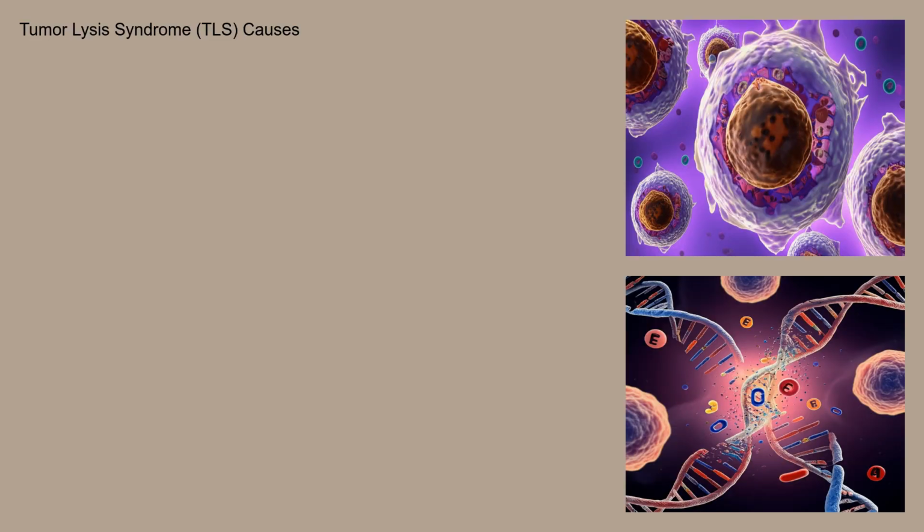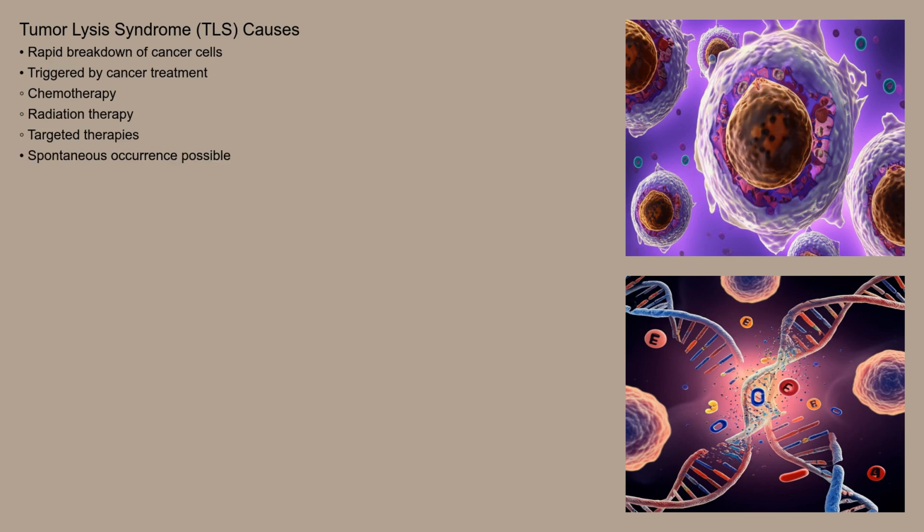So what exactly causes tumor lysis syndrome? The primary culprit is the rapid breakdown of cancer cells. This breakdown is often triggered by cancer treatments such as chemotherapy, radiation therapy, or targeted therapies. However, it can sometimes occur spontaneously, especially in cancers with a high tumor burden and rapid cell turnover rates, like Burkitt's lymphoma or acute leukemia. The faster the cancer cells die and release their contents, the greater the risk of developing TLS.